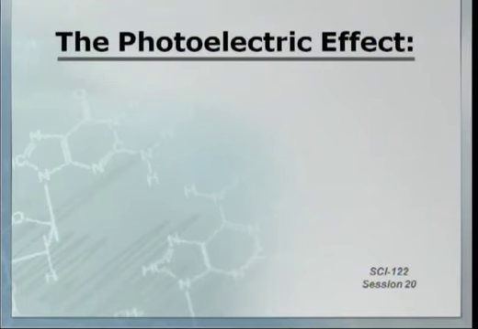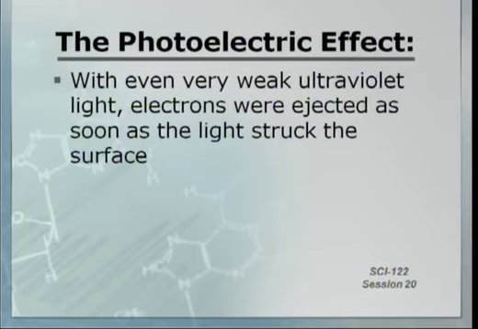So in that case, how do you go about explaining it? Well, basically the idea is that if you look at what's actually happening in reality, with even very weak ultraviolet light, electrons were ejected as soon as the light struck the surface. In other words, there seemed to be very little delay time. There is no need for the electron to sit there and continuously absorb energy from the light itself. So that was kind of interesting as well. So even with very, very weak ultraviolet light, when it's not very bright, it doesn't matter. Boom, electrons got ejected right away.